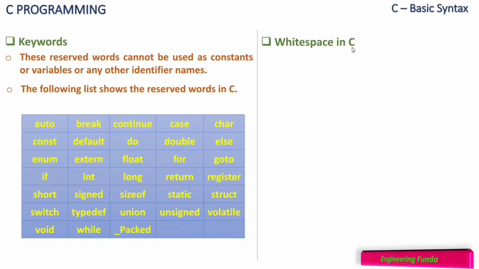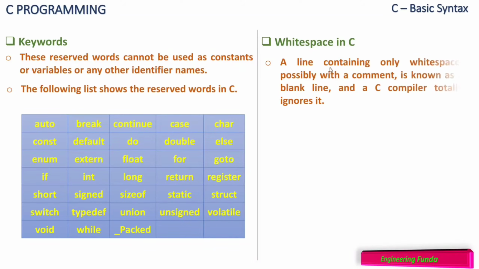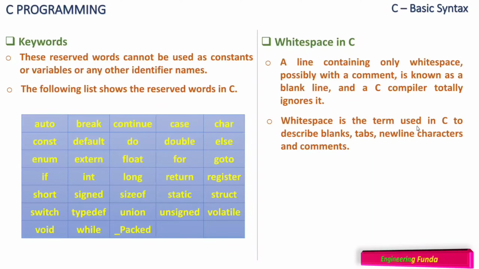White space in C. A line containing only white space, possibly with a comment, is known as a blank line, and the C compiler totally ignores it, because the C compiler ignores all the comment lines, and only comment lines can have additional or excess white spaces. White space is the term used in C to describe blanks, tabs, newline characters or comments.